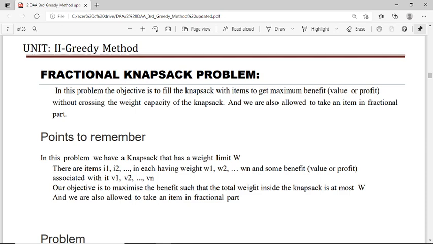So here, the fractional knapsack problem, or knapsack problem. In this problem the objective is to fill the knapsack with items to get maximum benefit, value or profit. You can use value or profit in your problem, without crossing the weight capacity of the knapsack, and we are also allowed to take an item in fractional parts. Take an example.